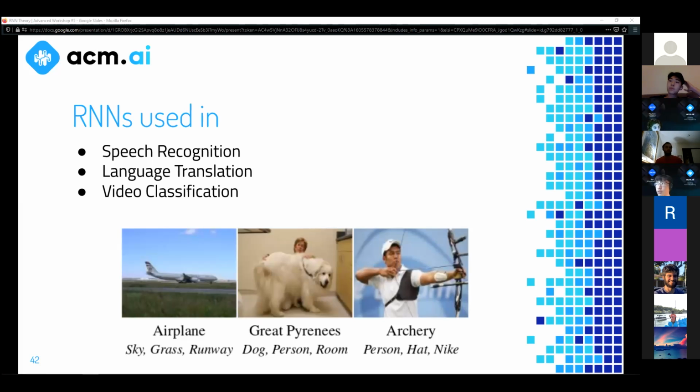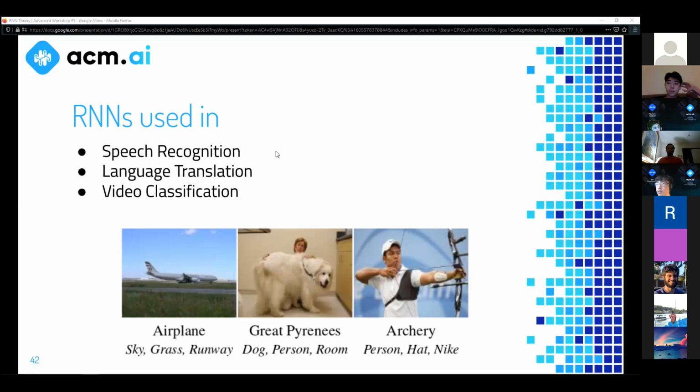You can also use it for language translation, where you take an input sentence and you want to output the translated sentence. With video classification, if you have just one output, a single output, not a variable length output, you can classify what the video is of as well.